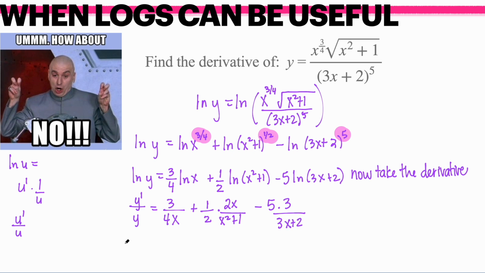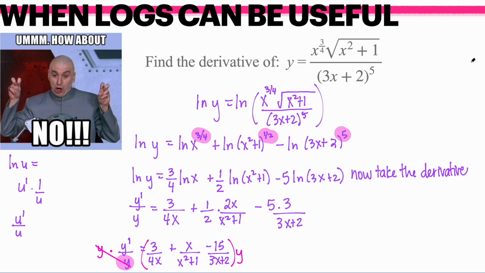So let's clean it up. We have y prime over y equals 3 over 4x plus x over x squared plus 1, because the 2's cancel, minus 15 over 3x plus 2. All right, normally you're done, but you're not, because we have a problem. It's not solved for y prime. So what do you do? You have to multiply both sides by y.